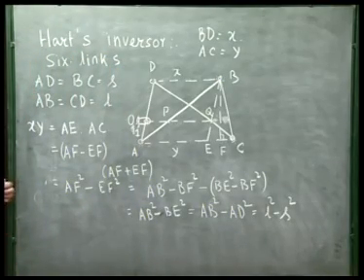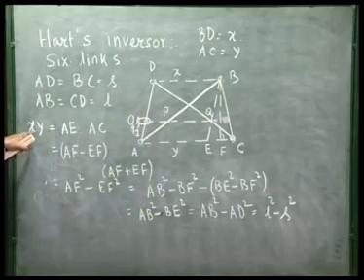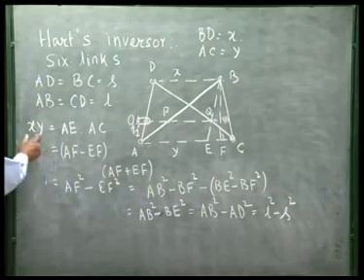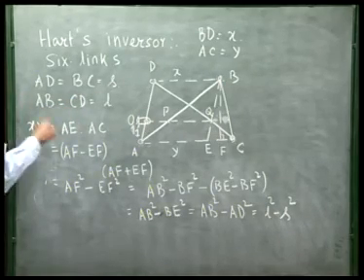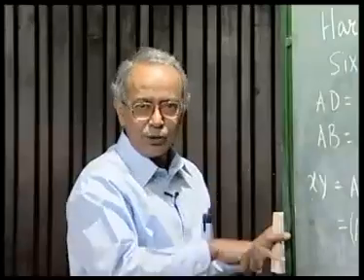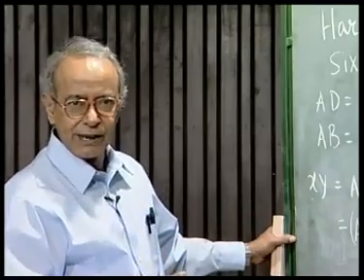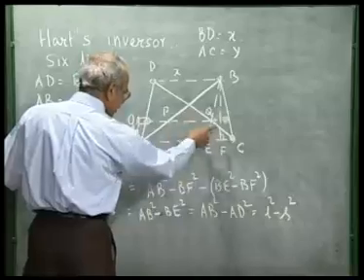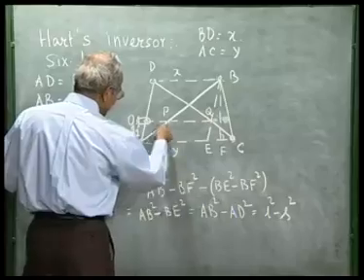So, what have we done so far? We have first seen OP into OQ is XY into some constant in terms of the link lengths. So, if XY remains constant, then OP into OQ will also remain constant. And however the points P and Q move, the line PQ passes through O.